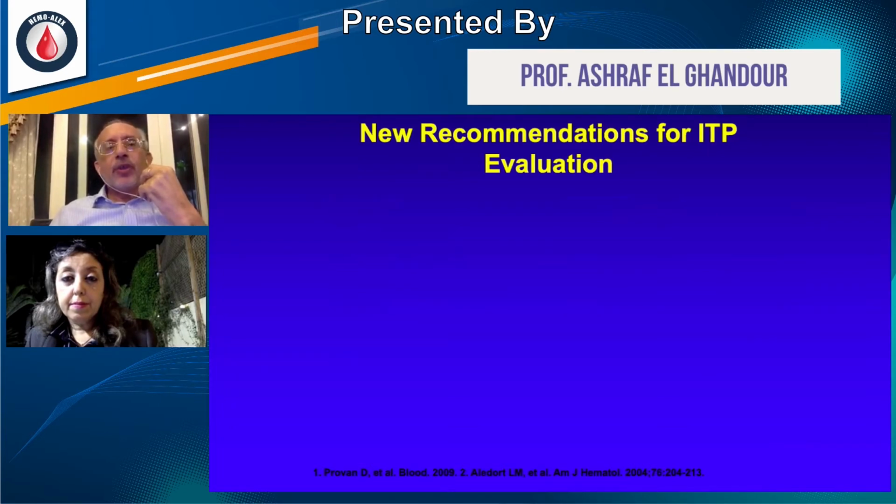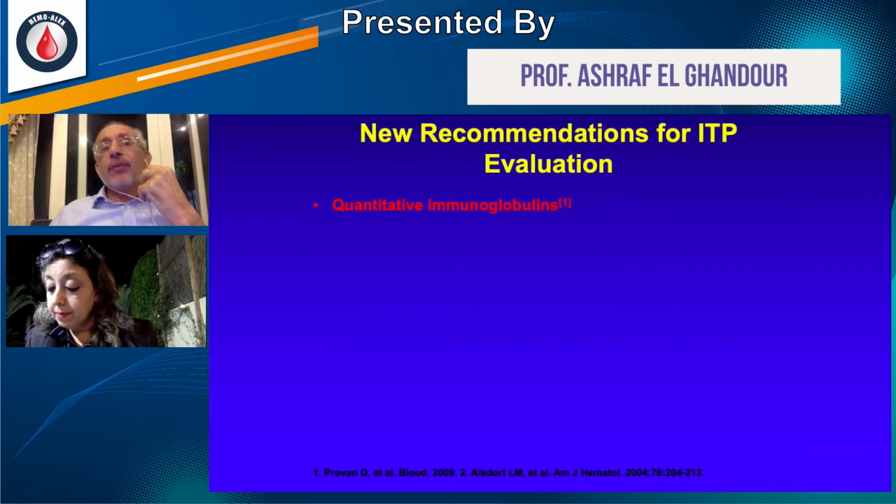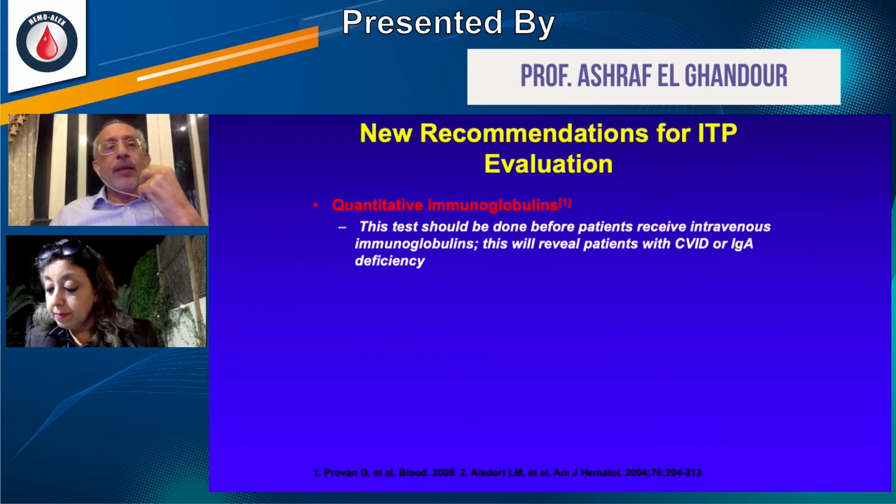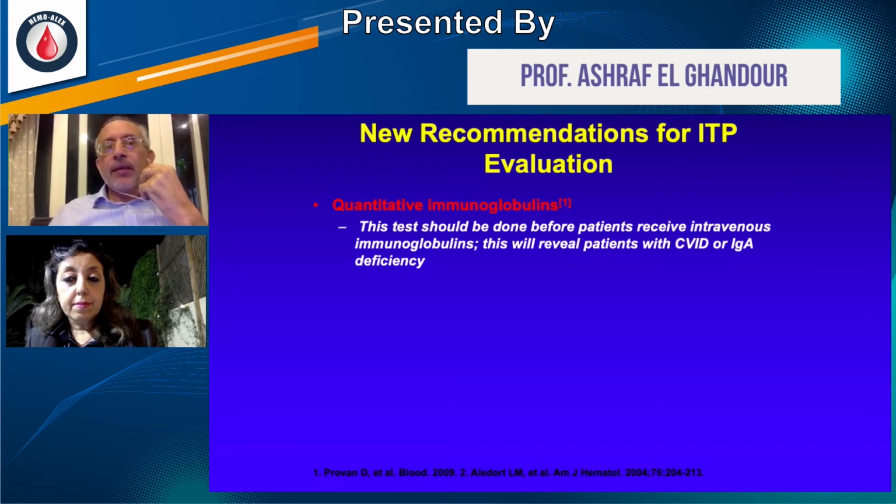What about new recommendations for ITP evaluation? Quantitative immunoglobulins sometimes may be of help. This should be done before the patient receives intravenous immunoglobulins. This will reveal patients with CVID, common variable immunodeficiency, or IgA deficiency associated with thrombocytopenia. So if you have decided to give immunoglobulin, you must exclude this subtype.